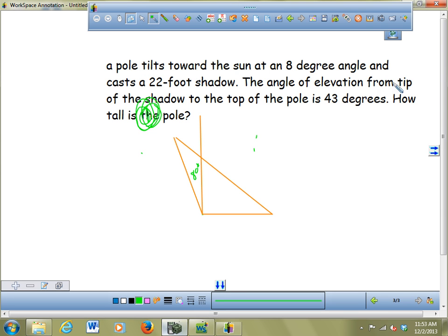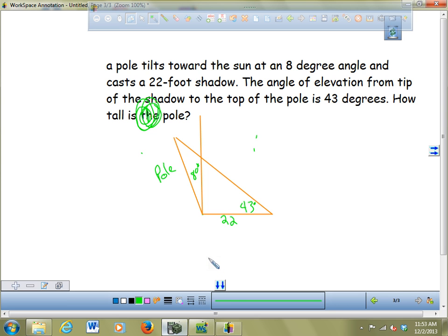And the angle of elevation, so here's the pole right here. And they tell you that it casts a shadow 22 feet long. And the angle of elevation from the tip of the shadow to the top of the pole is 43 degrees. Wait, is that 80 or 8 degrees? 8 degrees. So this little angle right here is 8 degrees. This angle in between, towards the sun, an 8-degree angle, casts a 22-foot shadow. The angle of elevation from the tip of the shadow to the top of the pole is 40. How tall is the pole?